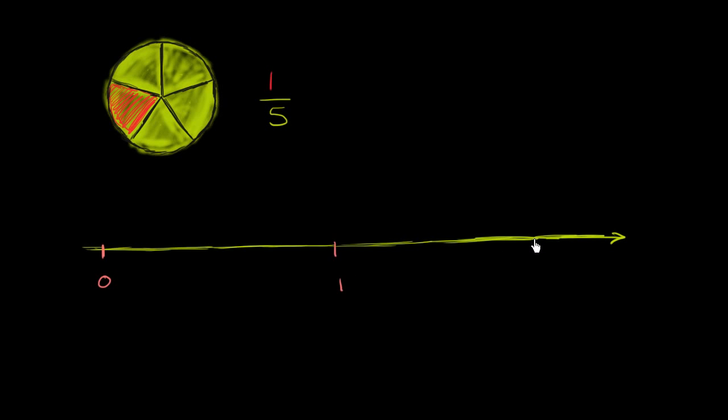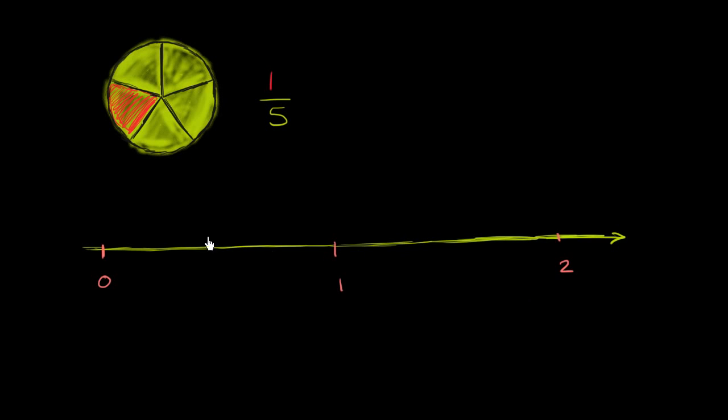Everything we've been doing so far has to deal with shapes, but we could do the exact same idea on a number line. So let me draw a number line here. Let me draw it pretty big so we get a sense of things. So go all the way to there. And let's say that this is 0, this is 1, and this is 2.